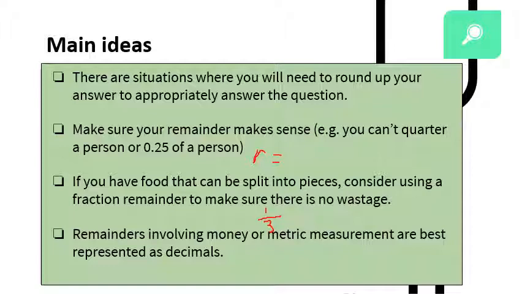And lastly, remainders involving money or metric measurements are best represented as decimals. That's because, particularly with money, money is already in decimal places. So you may as well record your remainder as a decimal. It makes it a lot easier to figure out how much money you're actually getting.